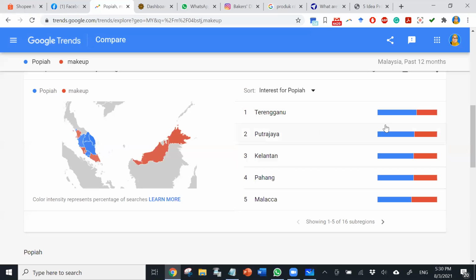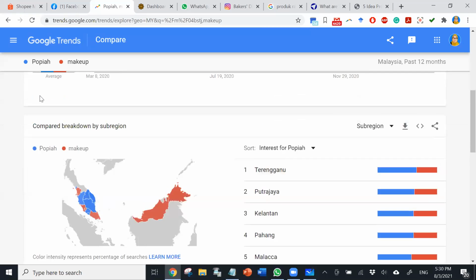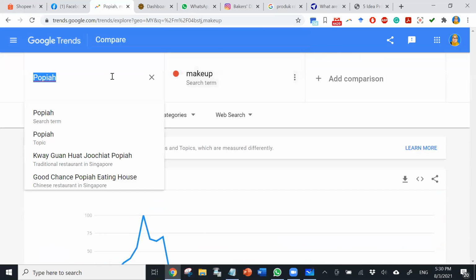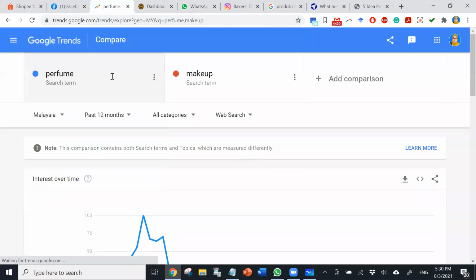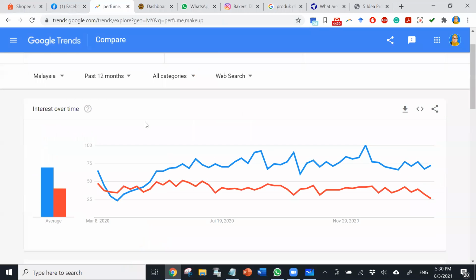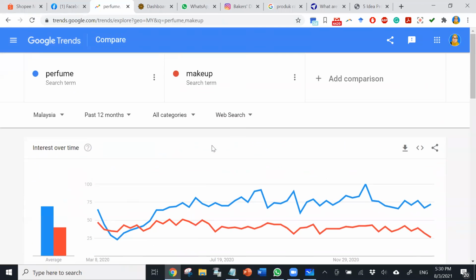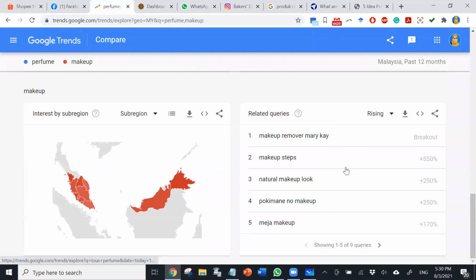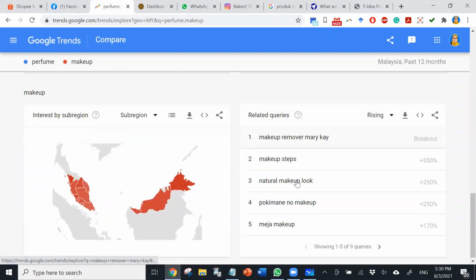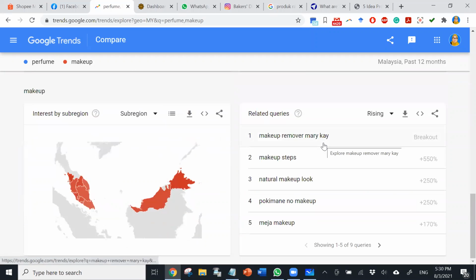So this is where you can find your customer. Basically, for this one is popiah. Popiah, perfume. Still, I think the sales are quite going down. I had the wrong thing, wrong search before. Okay. As you can see, what kind of perfume maybe you want to sell. As you can see, the related queries as well.